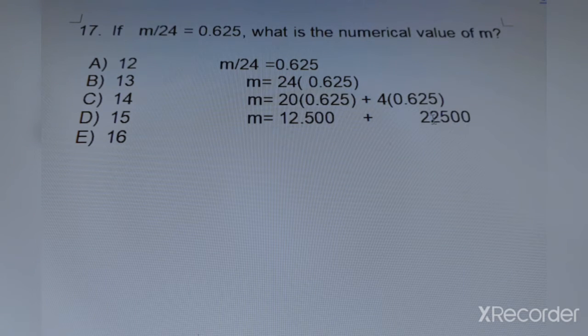So that's 2.5. And then add the 2 values. So your m equals 12.5 plus 2.5 equals 15. So your answer is letter D.